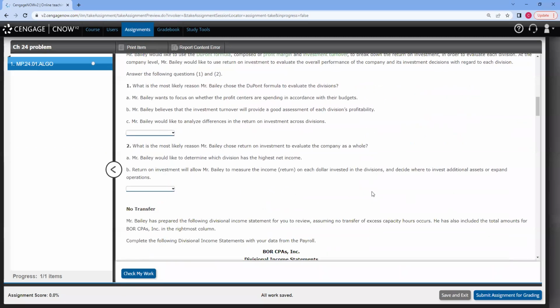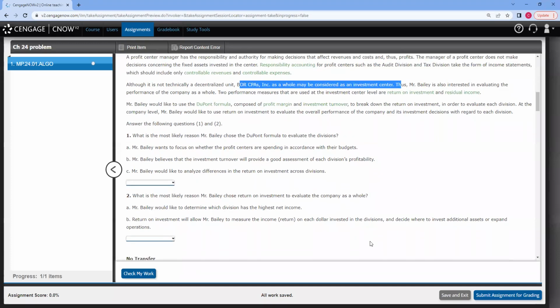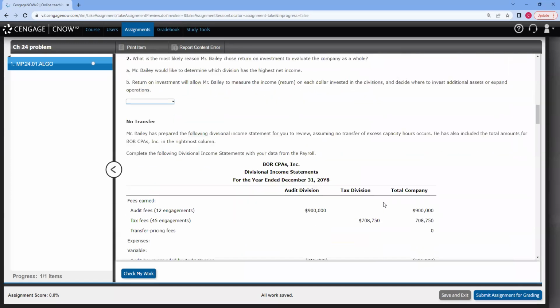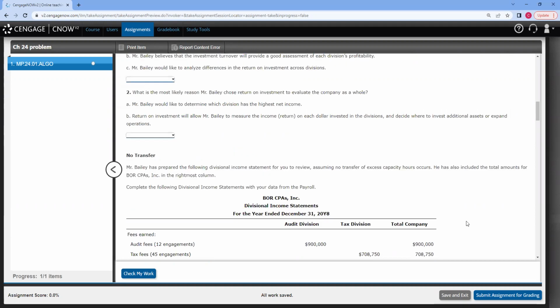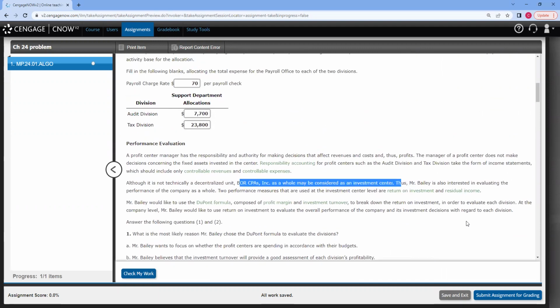So I will let you answer those based on the information given there, but let's follow down to the question of transfer pricing. So remember, there is a page in Blackboard in the Chapter 24 reference materials folder that also gives you some hints about how to do this piece.